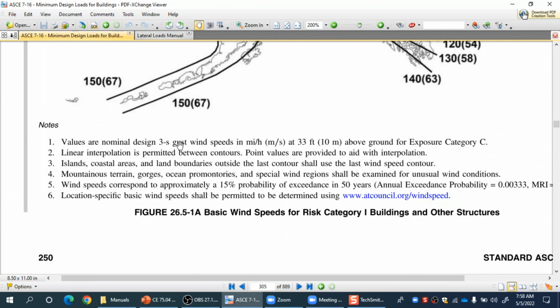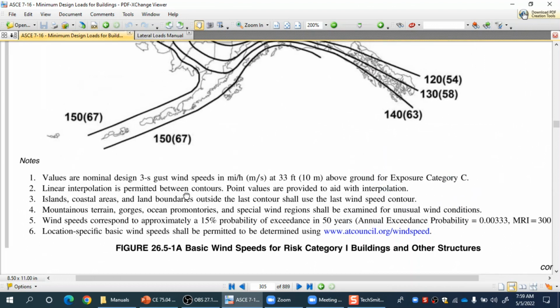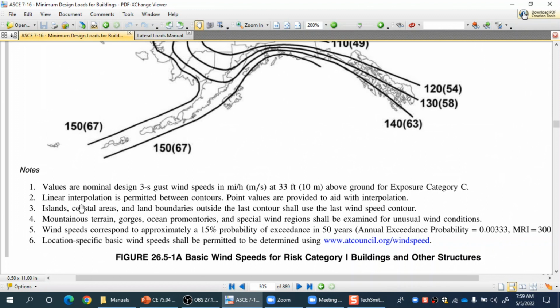And not only this particular requirement that it should be a 3-second gust, it should be recorded at 33 feet, which means 10 meter height above the ground for exposure category C. Exposure category C I'll explain in the next few slides, because there is exposure category B, C and D. So I'll explain what C means. So if your site is located in between two contour lines, you may use linear interpolation.